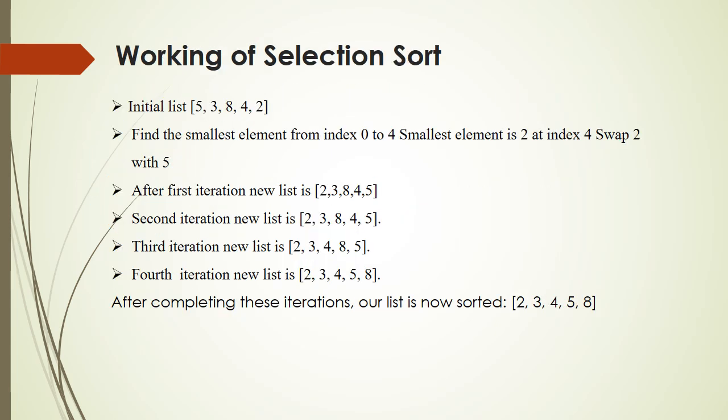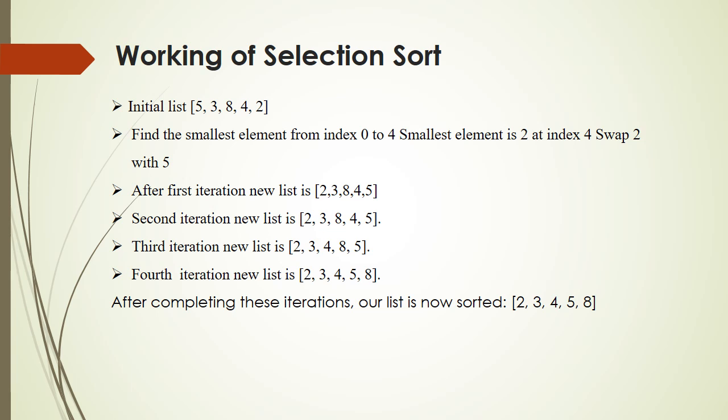Let's walk through an example of selection sort using a list. The initial list is 5, 3, 8, 4, 2. We shall sort this list step by step to understand how selection sort works. Here the initial list, as we have already told, is 5, 3, 8, 4, 2. We will start by finding the smallest element in the list and swapping it with the first element.